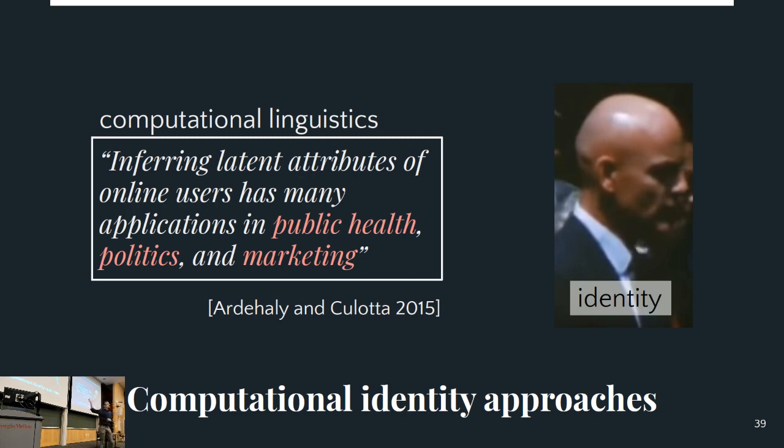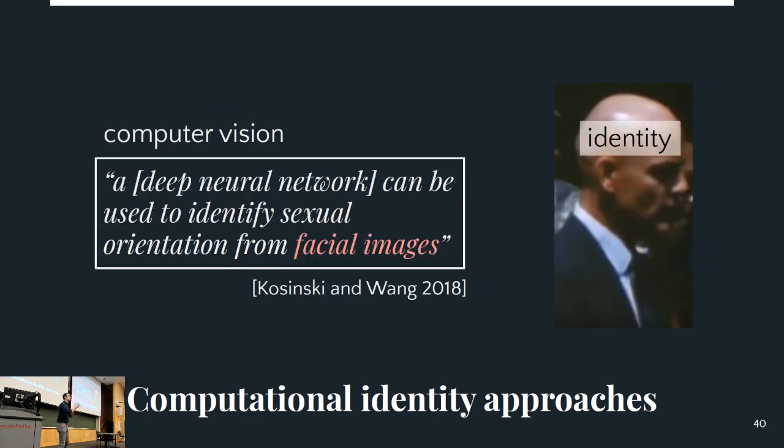So this is a controversial paper from 2018 from the Stanford group. They built a deep neural network that can identify, from a bunch of dating site profile images, the sexual orientation just from the face, and better than human accuracy, they claimed.